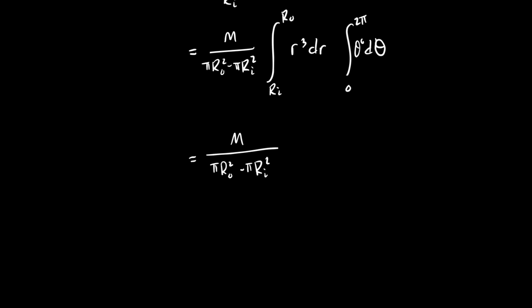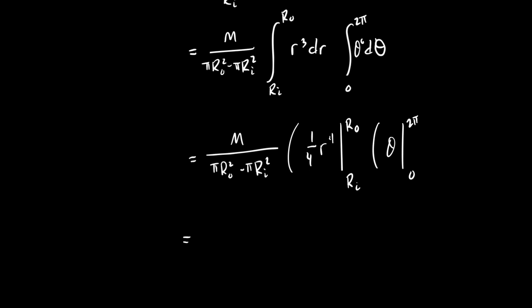this just becomes 1/4 r to the 4th evaluated from r inner to r outer. Right, polynomial rule, add 1 to the exponent, divide by the new exponent. And this one just becomes theta evaluated from 0 to 2 pi. Right, theta to the 0 power becomes theta to the 1 power divided by 1.